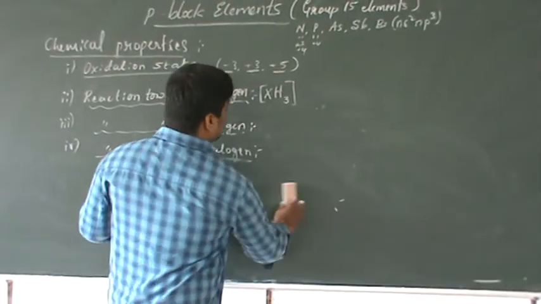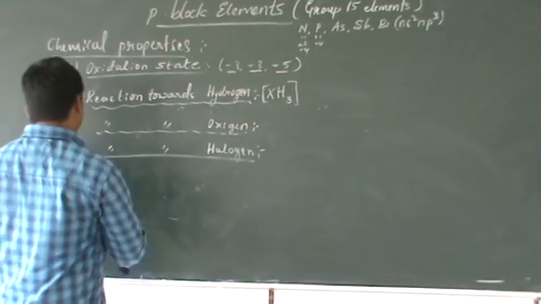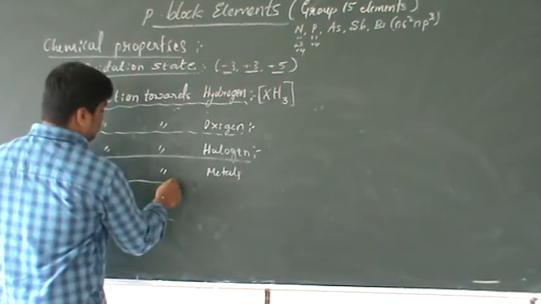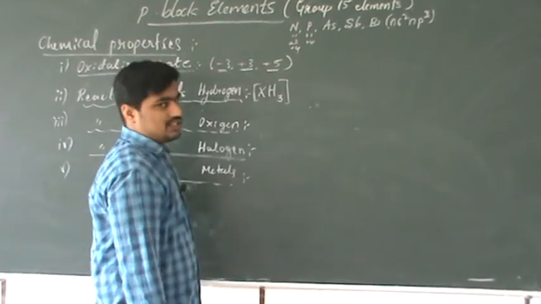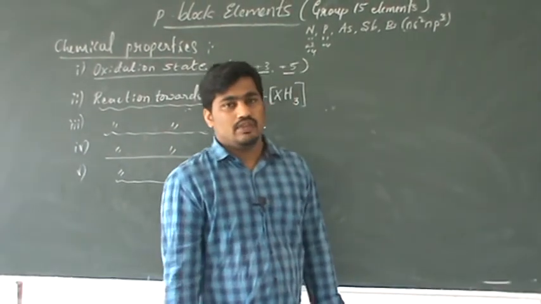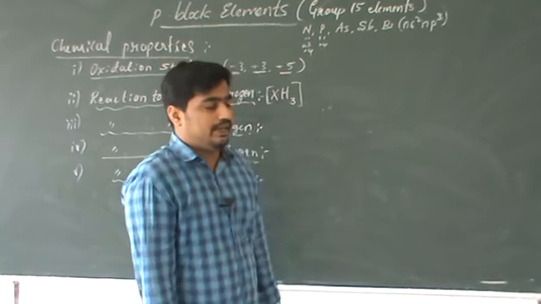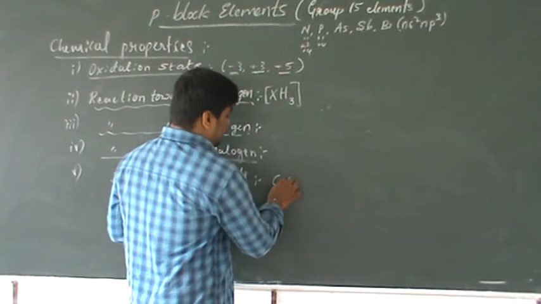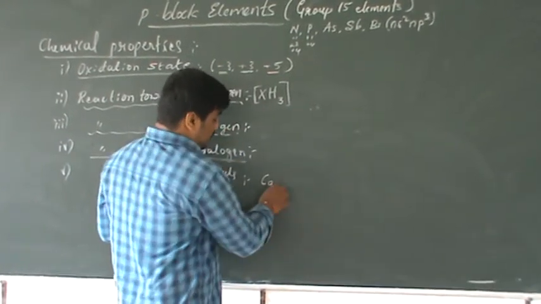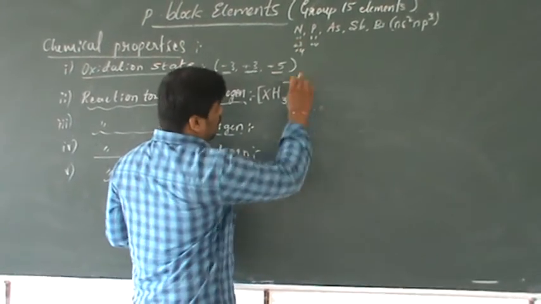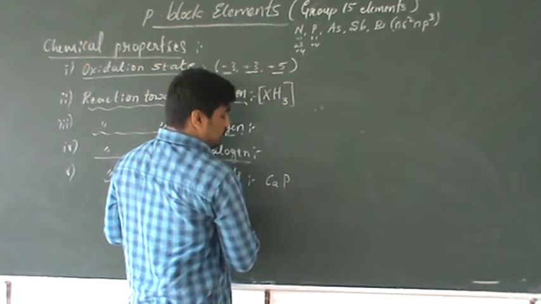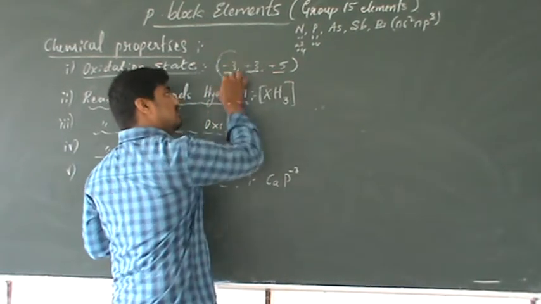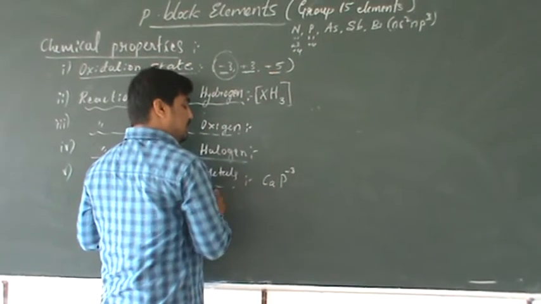Next, reaction towards metal. How do they react with metals? The s-block elements mainly show metallic property. In the case of s-block elements like calcium, with phosphorus, what is the possible oxidation state? It is -3. Because of the negative oxidation state, it reacts with metals easily.